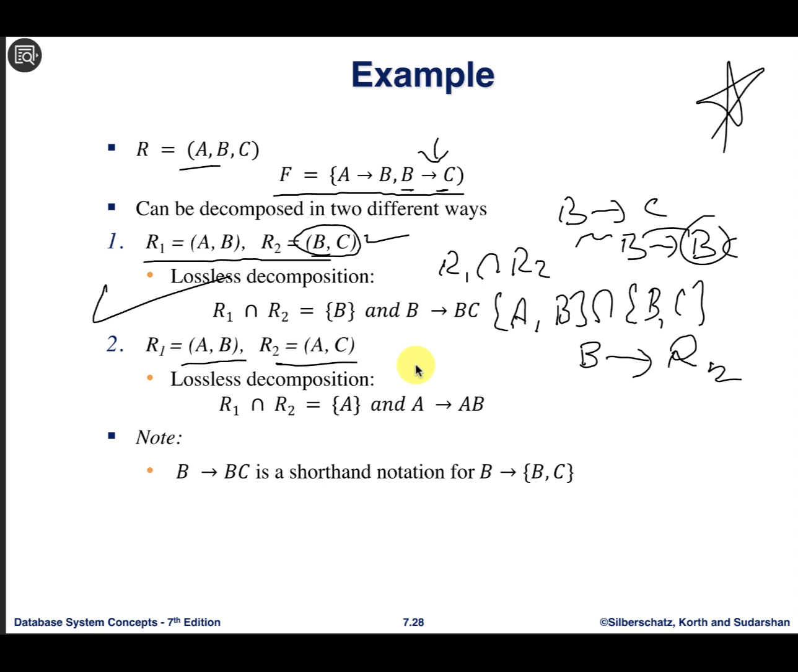You could use a different way, another way to decompose this relation. We have R1 and R2. R1 is AB and R2 is AC. Then you decompose this one. Okay, let's check whether it's a lossless decomposition or not. Intersect them, and that will have A, and A determines the value of B based on the function dependency. So A determines B, which is going to be a key here.